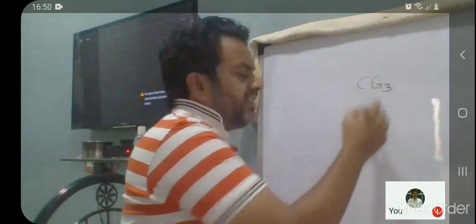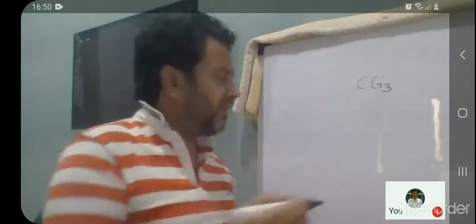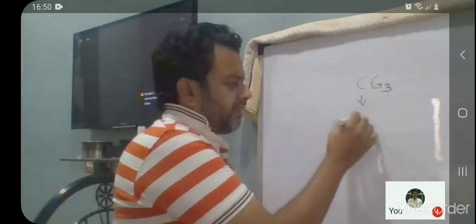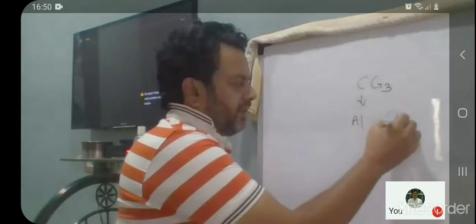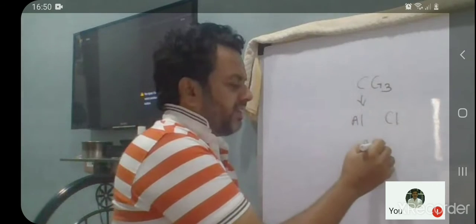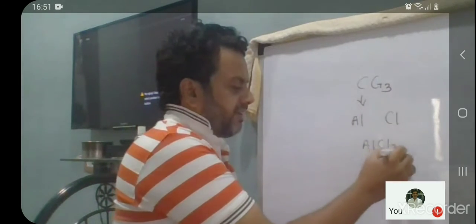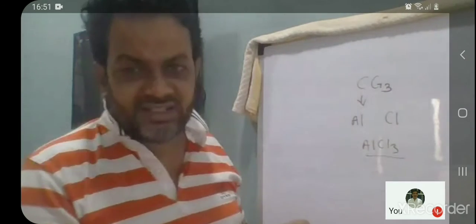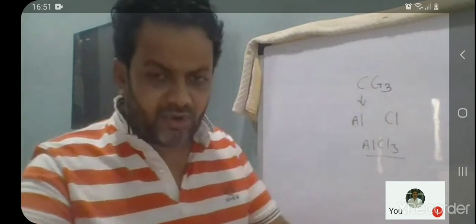In shortcut, this C is nothing but aluminium and G is chlorine. What will happen over here? It will be just like AlCl3. Okay, then next.